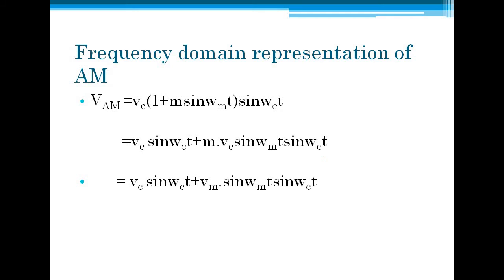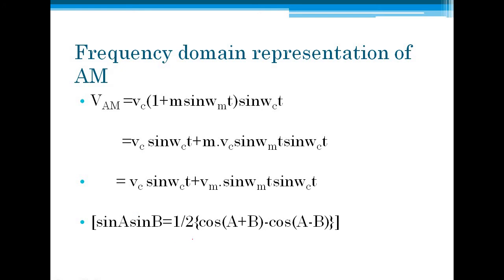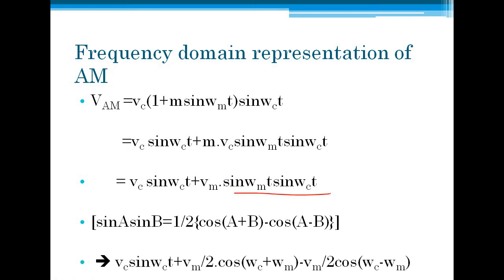Now we have a trigonometric identity: sine a into sine b is equal to half of cos a minus b minus cos a plus b, and we are applying the same over here. By applying that, we get the equation as Vc sine omega ct as it is, and the half, we have taken Vm common. So Vm by 2 cos omega c plus omega m minus Vm by 2 cos omega c minus omega m. This is the representation of an AM wave in the frequency domain.